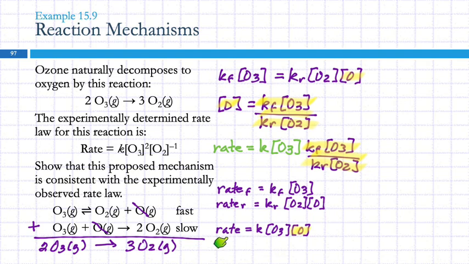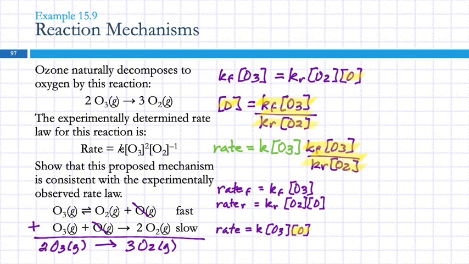So I'm taking this one down here that I got from the slow step, and I'm subbing in for the O because I can't have O in there. And I get that relationship by looking at an equilibrium forming in the fast step.